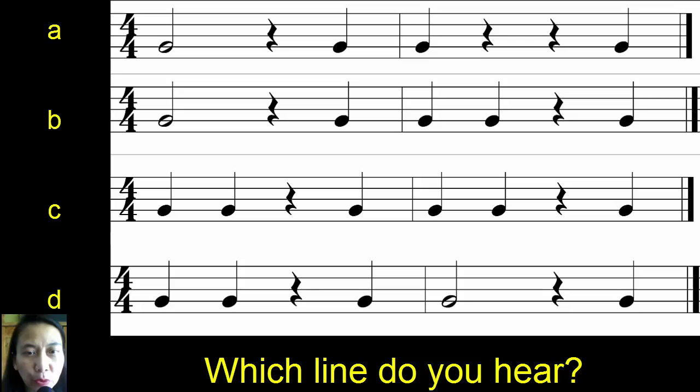And I will give you 4 beats before I begin one of these lines. You need to determine whether it was line A, B, C, or D. Notice the difference between A, B, and C, D right at the beginning. That way you can eliminate already 2 options from the beginning. Here we go. 1, 2, 3, 4.